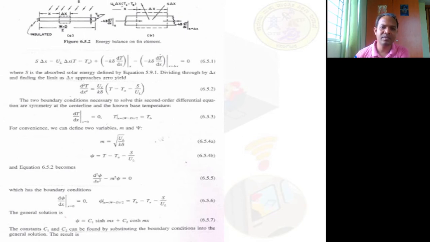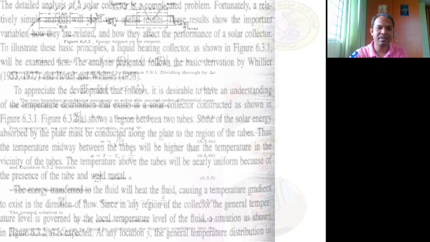So we substitute these two values into the above expression. What we get is d square psi divided by dx square minus m square psi equal to 0. Now this can be solved easily. There are two solutions for this. The generalized expression we get is psi equal to c1 sinh of mx plus c2 cosh of mx. The constants c1 and c2 can be substituted by the boundary results.